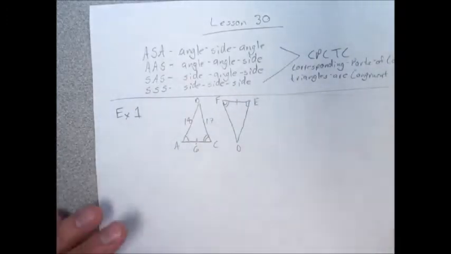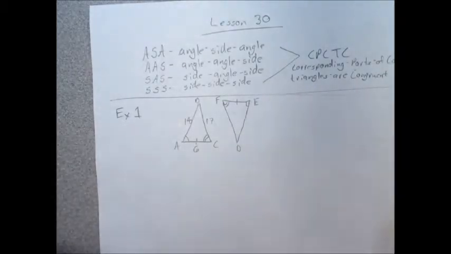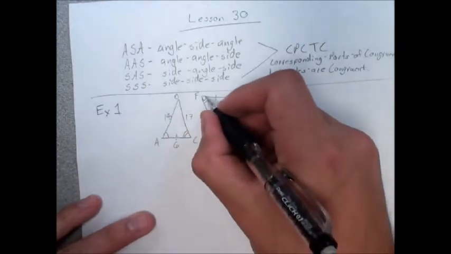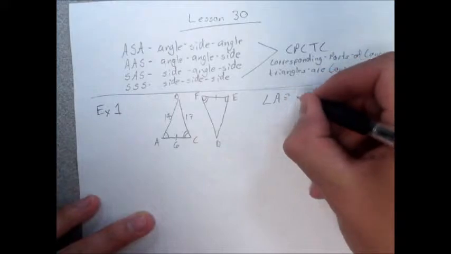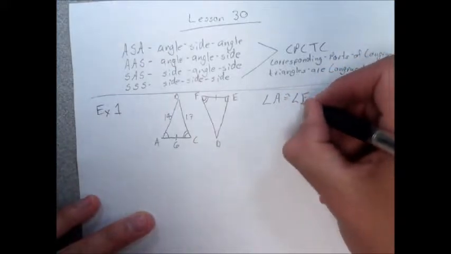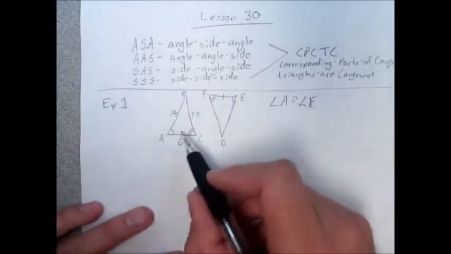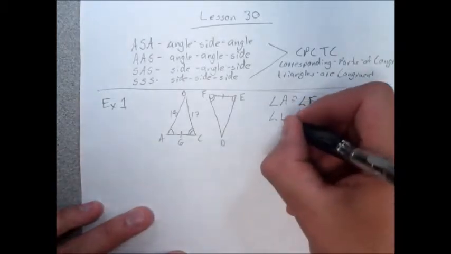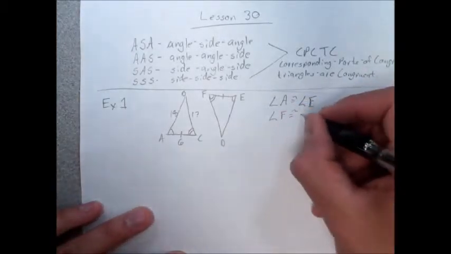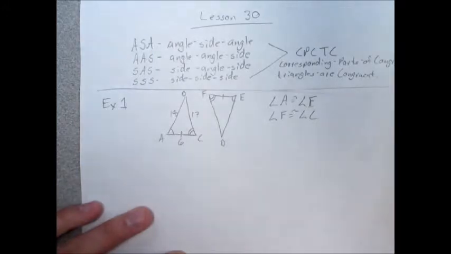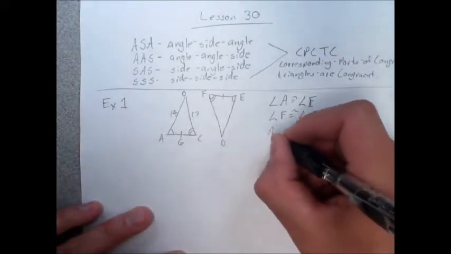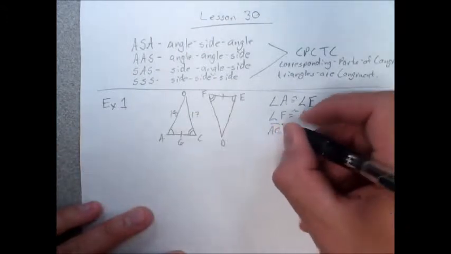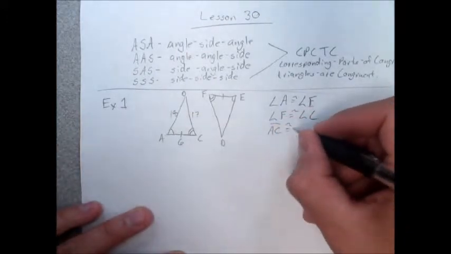Okay? So, from this, I'm going to state the things that I know to be congruent. First thing I know to be congruent is angle A and angle E. So angle A is congruent to angle E. This would be close to developing a proof, right? We know that angle F and angle C are congruent. And then I know side AC and FE are congruent, right? Sorry, did I say angle? Side length AC is congruent to side length FE.